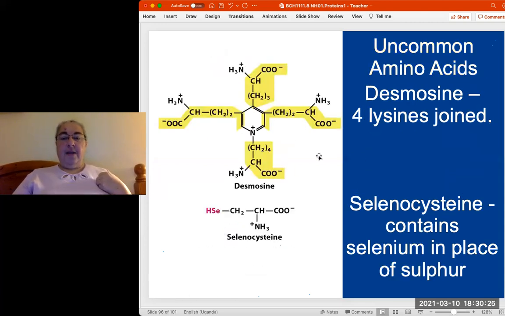Here is a couple of unusual ones. Desmosine is actually made of 4 lysines joined together to make a sort of ring structure in the middle. You'll see that each of these is a lysine, but they're joined together to make a bigger molecule, desmosine. Here is selenocysteine. This is the same as cysteine, except instead of having a sulfur atom here, it has a selenium atom. Okay, so quite an unusual amino acid.